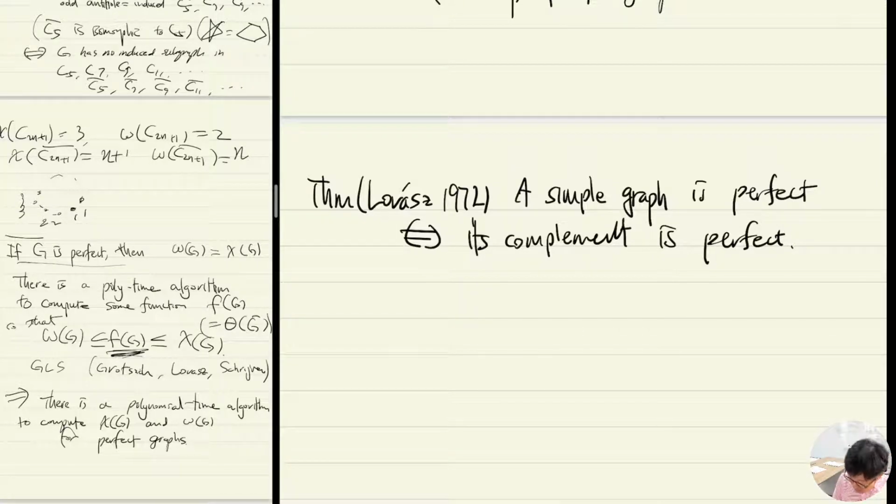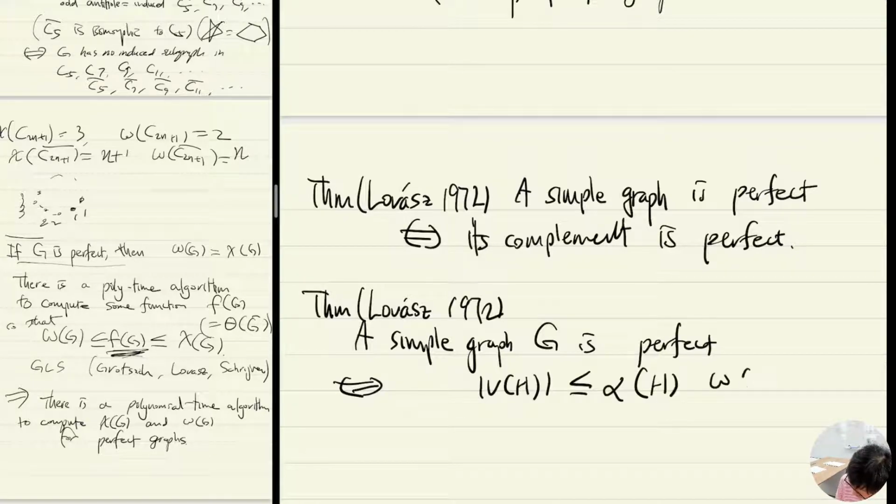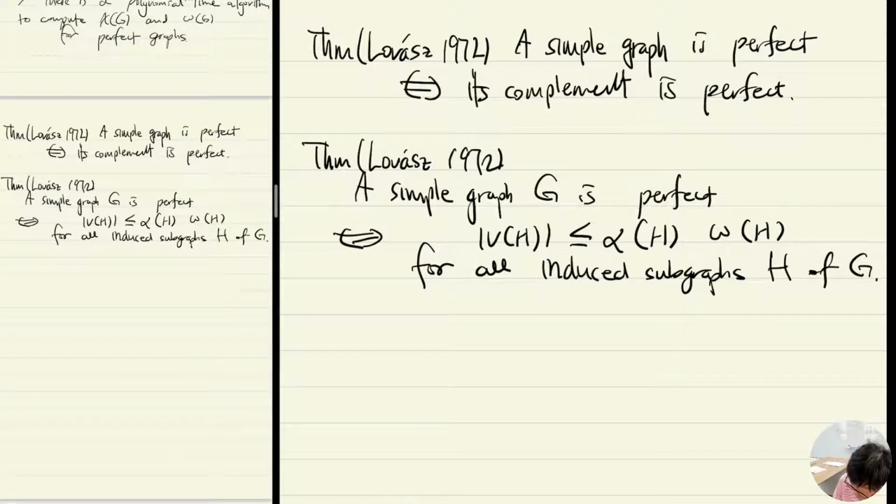So I'm going to show you a proof by using this nice characterization, also due to Lovász. It says the following: a simple graph G is perfect if and only if the number of vertices of H is at most alpha(H) times omega(H) for all induced subgraphs H of G. Why is this meaningful? Well, let's see. This direction, that's the easy direction.